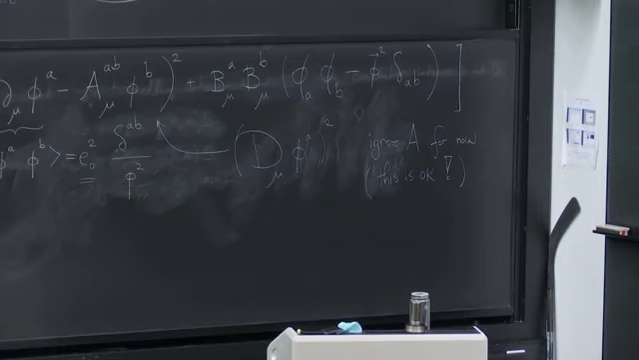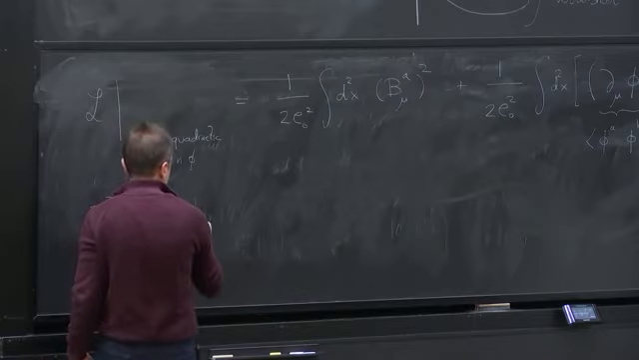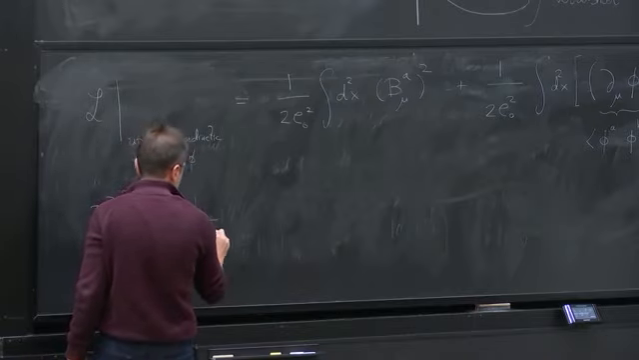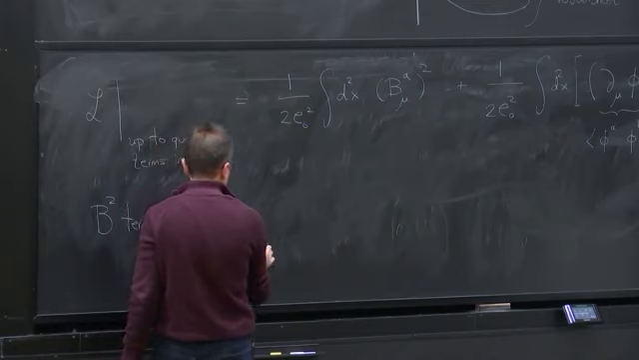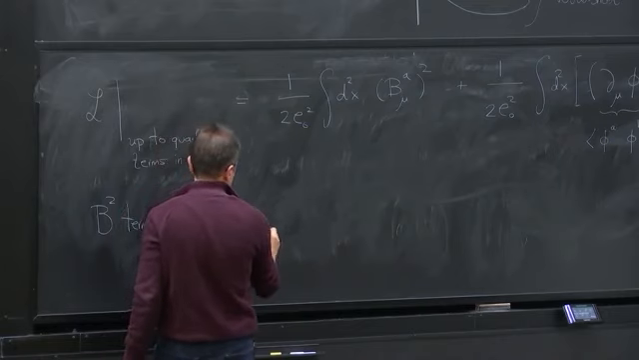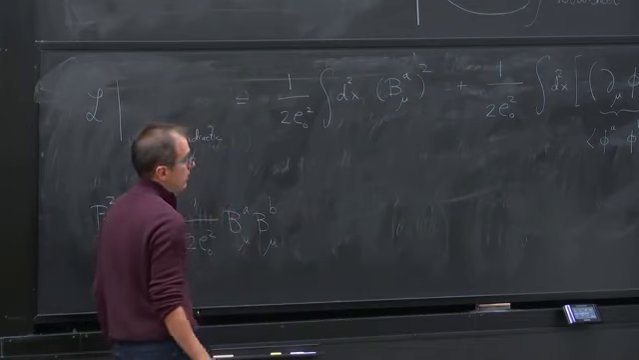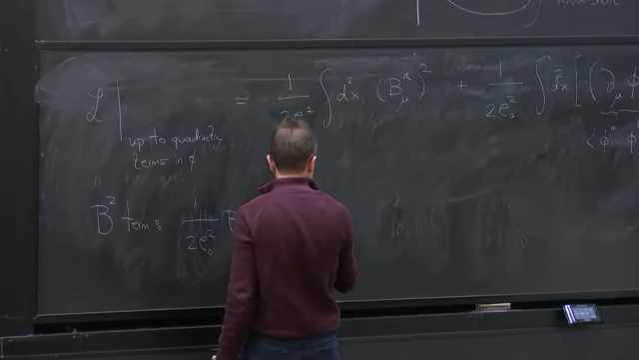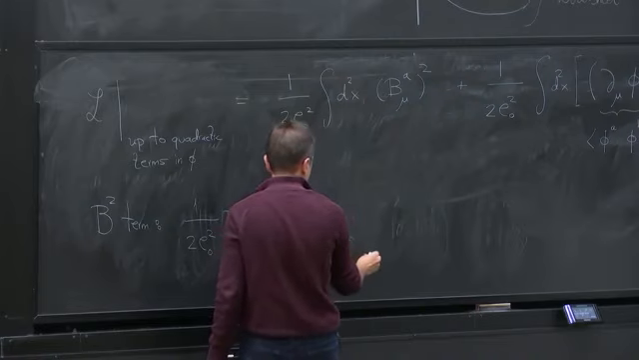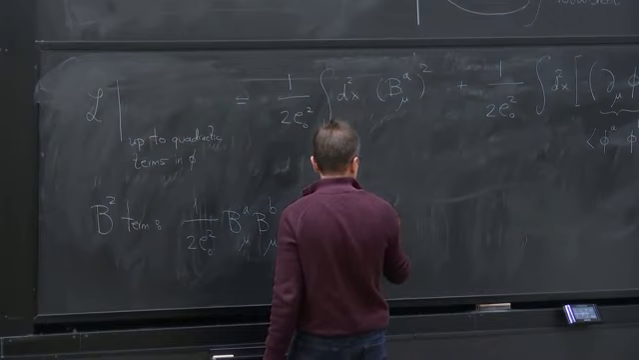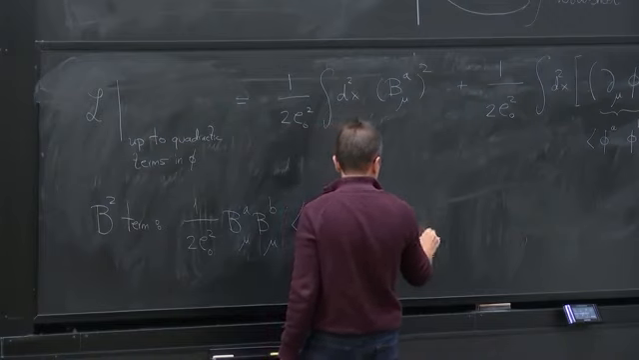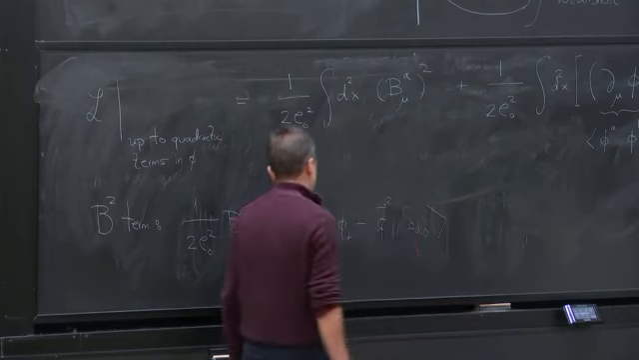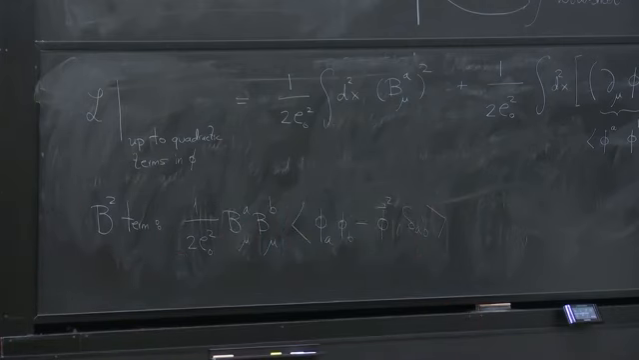The b squared term, when I bring it down from the action, we get 1 over 2 e0 squared, b mu a, b mu b, times the expectation value of phi a, phi b, minus phi squared delta ab. Here we are computing the expectation.